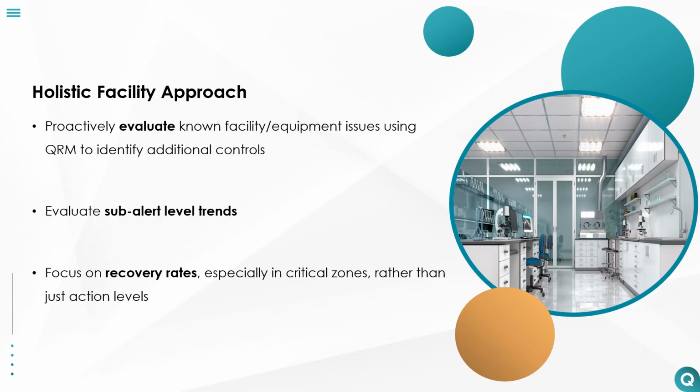Proactively evaluating known facility and equipment issues using quality risk management allows for the identification of additional controls preemptively. This will ensure smoother operation and minimize downtime. Sub-alert level trends serve as an early indication of potential issues, enabling timely actions to maintain operational efficiency and prevent larger problems. Monitoring recovery rates in critical operation zones builds resilience and efficiency in response strategies, ensuring robust operational continuity.